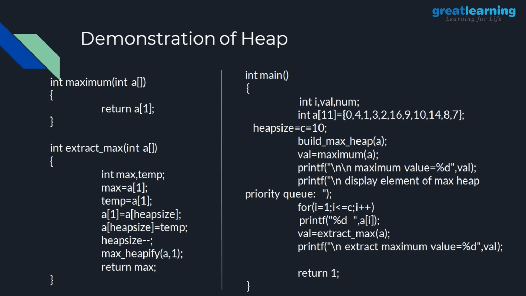Now we will see the main function. Here we have declared an array and heap size, then we are calling build max heap, then we are finding the maximum value and printing that value. Which one will be the maximum? The maximum will be 16 here, right? So the maximum element is printed, we display the elements of the max heap priority, then we call the function extract maximum. These are the steps we are doing in this program, okay?